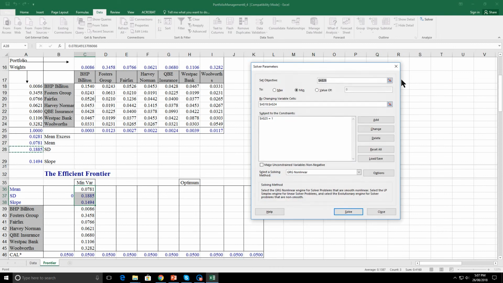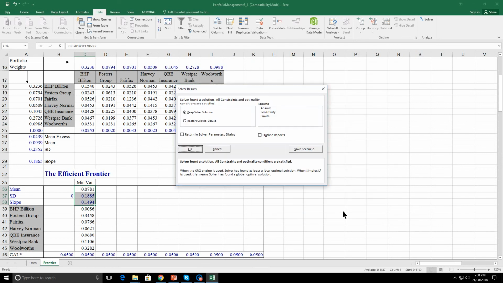Now we will get the optimal risky portfolio in the same manner. Now our objective is different, because our objective is not to get the minimum standard deviation. Our objective now is to get the maximum Sharpe ratio. So this A29 has to be maximum. All others remain the same. So you select Solve.